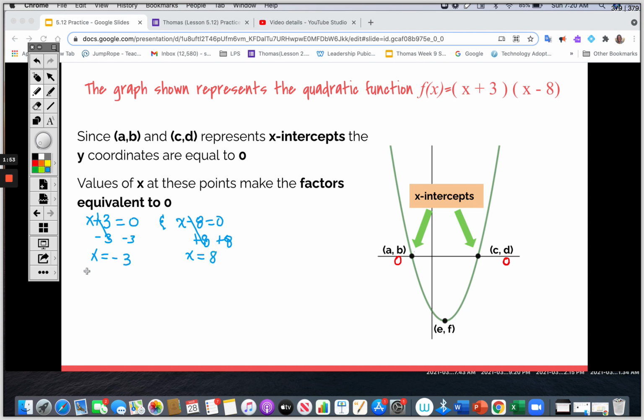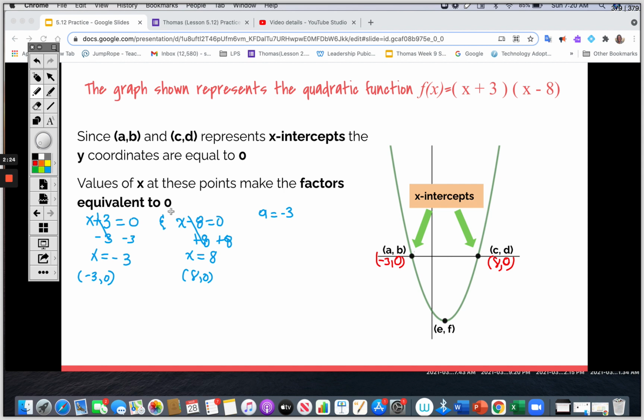And what that tells us is that one x-intercept is going to be (-3, 0), and the other is going to be (8, 0). So what we know is that our a is equal to negative 3, since it's on the negative side of our x-axis. And our c, sorry, would be 8, since it's on the positive side of the x-axis.